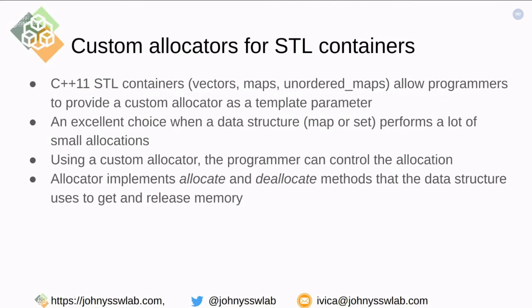This is a very good choice if performance is important and your data structure, typically a map or set, performs a lot of small allocations. std::map and std::set internally use trees, and these allocate a lot of small chunks. If you provide the STL container with a custom allocator, you can control the allocation. The good thing about this approach is that your container allocates memory only from its own block, and when it's destroyed, it releases all the memory back. In that case, there will be no memory fragmentation and you can return the empty block back to the operating system.